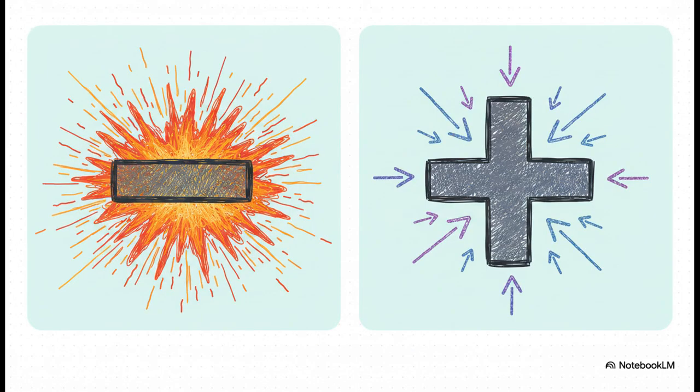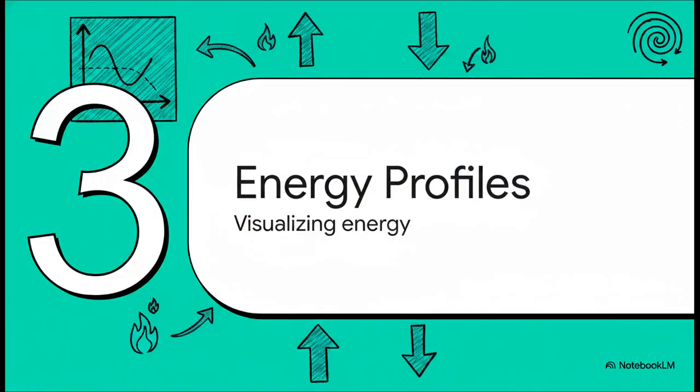In the science world, we track all this heat movement using the notation delta H, which stands for enthalpy change. Because an exothermic reaction loses heat to the surroundings, its delta H is assigned a negative sign. And because an endothermic reaction gains heat, its delta H is strictly positive. You really must remember to always include that sign. Which brings us to section 3, energy profile diagrams, where we actually start visualizing this energy.